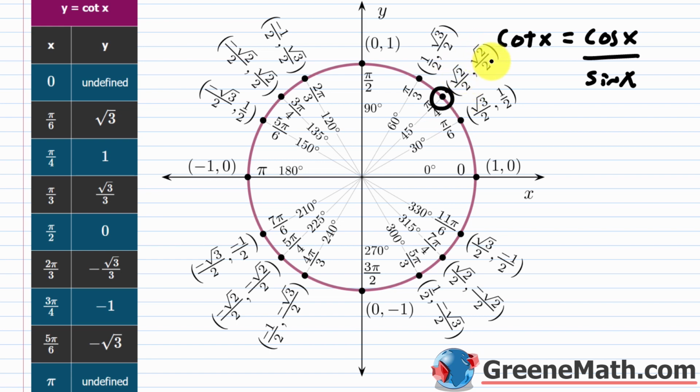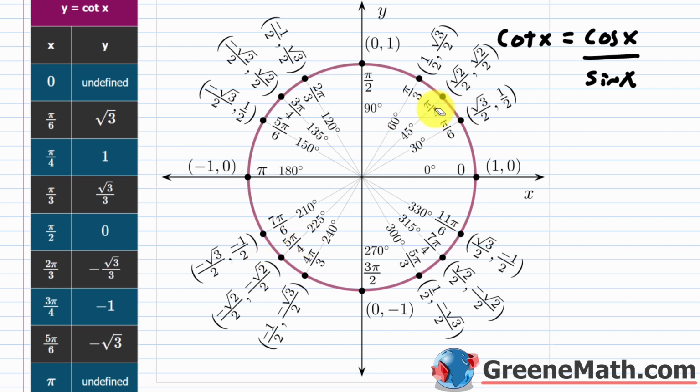The same non-zero number divided by itself would be 1. If you swing around by pi, so if you add pi, and you go to 5 pi over 4, which is right here, again, you're dividing the same non-zero number by itself. Here you have a negative square root of 2 over 2, and here you have a negative square root of 2 over 2, so you're still going to get 1.